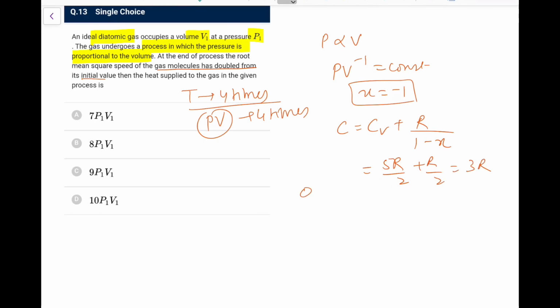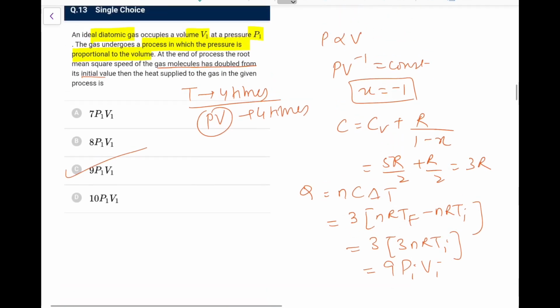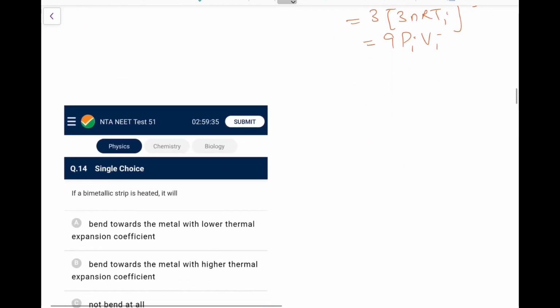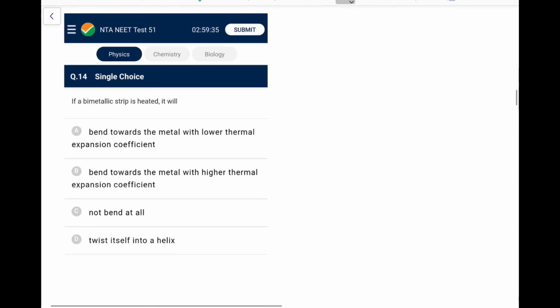So I can directly say Q is equal to nC delta T. C is 3R, so 3 nRT final minus nRT initial. T final is 4 times of T initial, so this becomes 3 times nRT initial, and nRT initial is P initial V initial, so 9 P1 V1. So again, if you know this polytropic one, you can make it, otherwise you would feel difficulty in this. So that was the benefit of that physics revision in 5-minute series I launched.